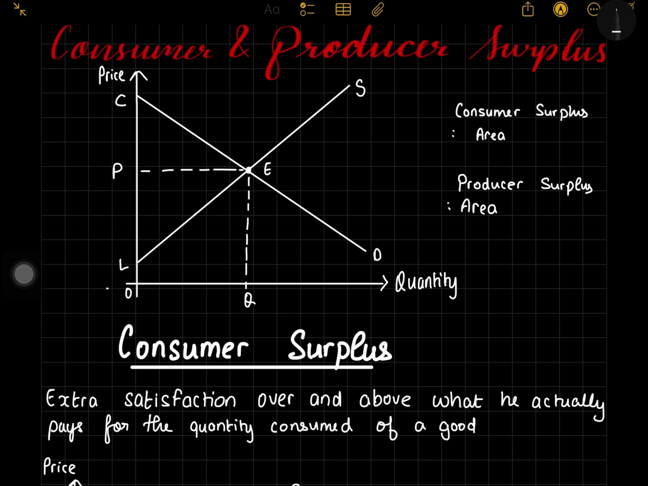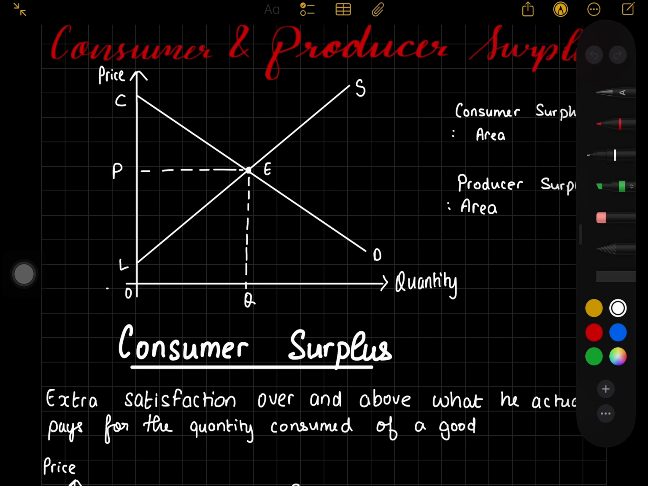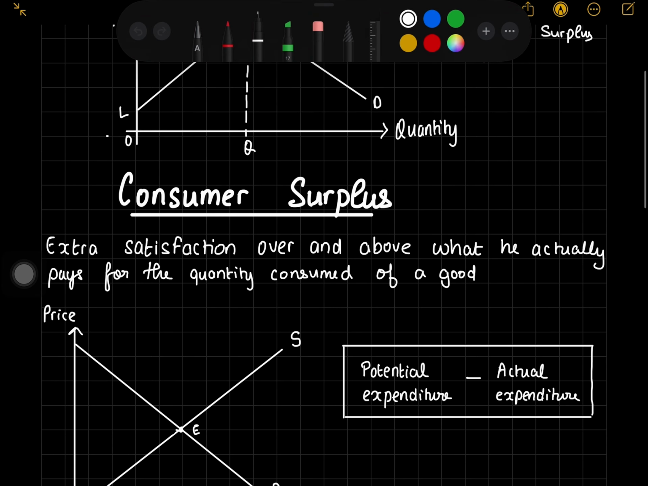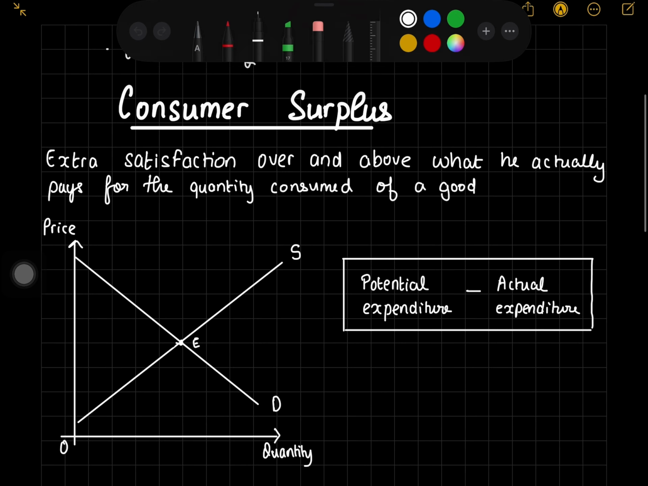So let's begin. We're going to start with consumer surplus. In fact, we all know what this is. We have a diagram, a demand and supply diagram. Later, we're going to identify which area is consumer surplus and which area is producer surplus. You're going to help me identify this later. Right now, we're going to begin with consumer surplus.